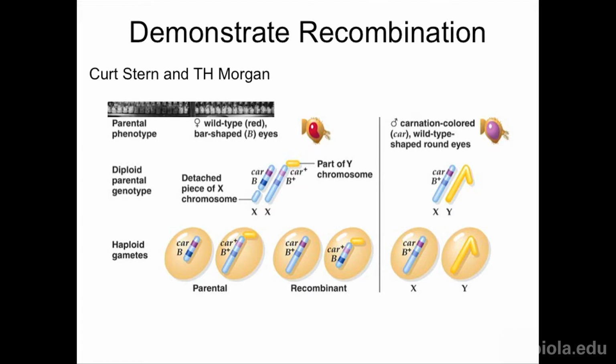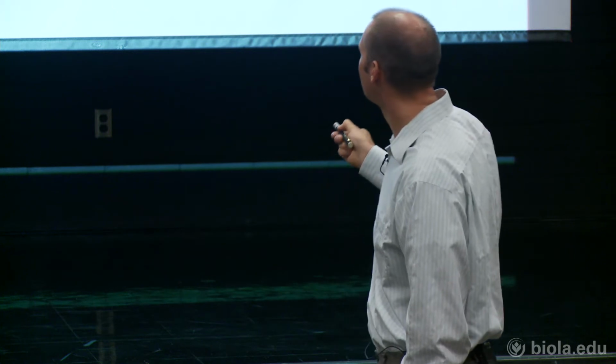If you inherit this one, this is B plus. That plus means the wild type version, and the wild type version is recessive. So B plus, if you want to think in easier terms, you could just make it a lowercase b so that you remember it's the recessive. So B plus would be lowercase.